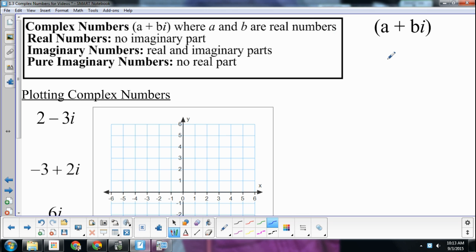So I've got a real part to my complex number, the a, and then I have an imaginary part to my complex number, that's the bi. So the real part has no imaginary thing attached to it, but the imaginary part has the i.